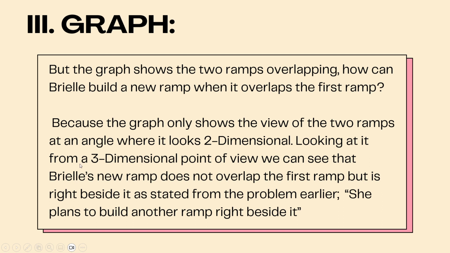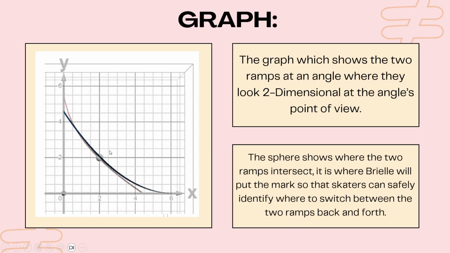Looking at it from a three-dimensional point of view, we can see that Brielle's new ramp does not overlap the first ramp, but is right beside it, as stated in the problem earlier. She plans to build another ramp right beside it. So here is where the graph shows the two ramps at an angle where they look two-dimensional from the point of view. And the sphere here shows where the two ramps intersect.